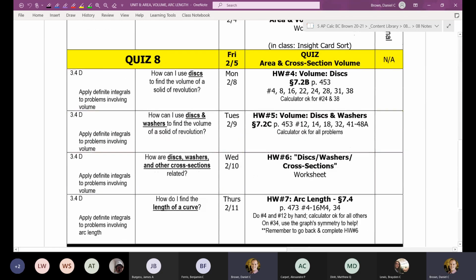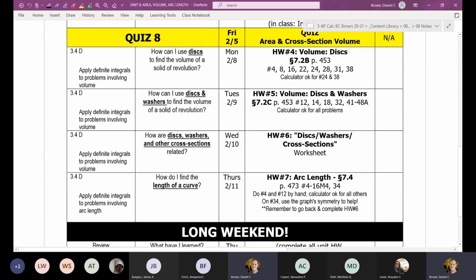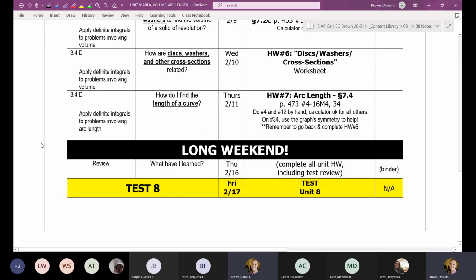After the quiz, we have more volumes to do, and then we will also talk about arc length, which is a BC only topic that's not covered in AB. Arc length is kind of a cool topic. We'll actually be able to find the length of a graph, so measure how long a sine curve or any type of curve is using calculus. And then the test is going to be on the 17th.